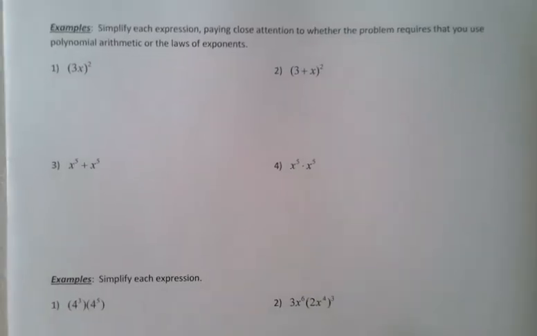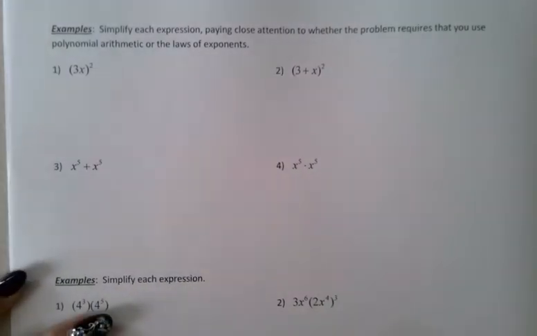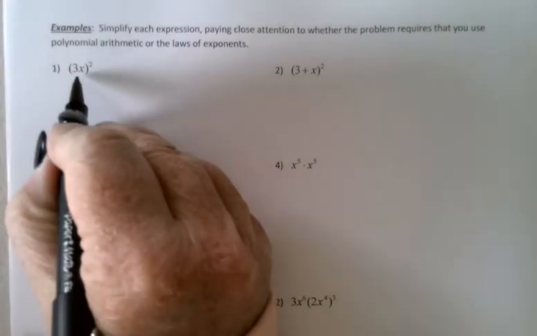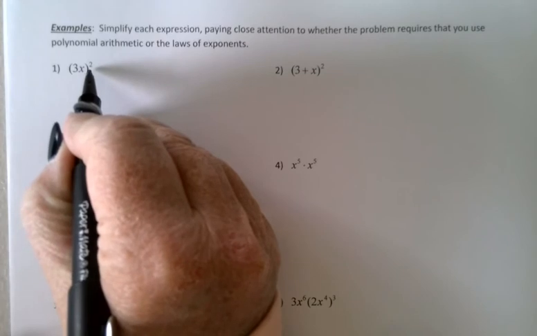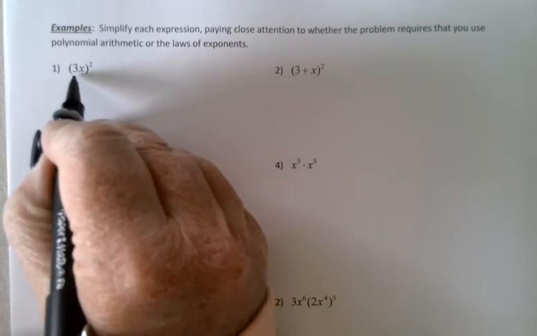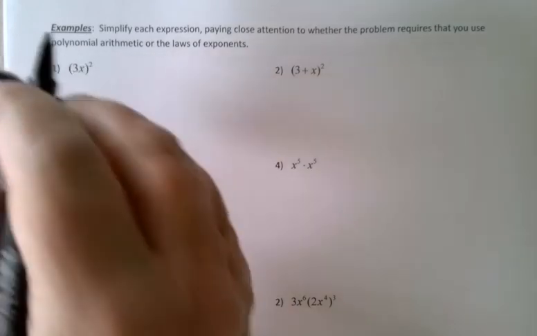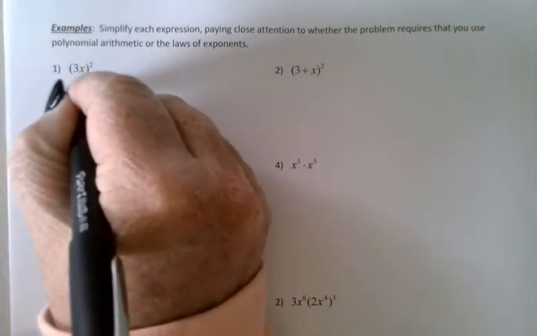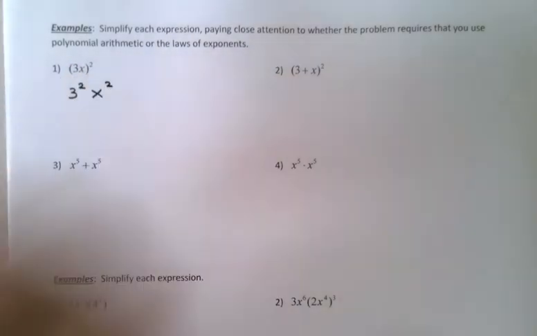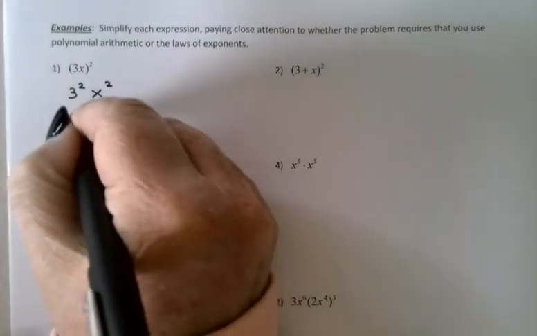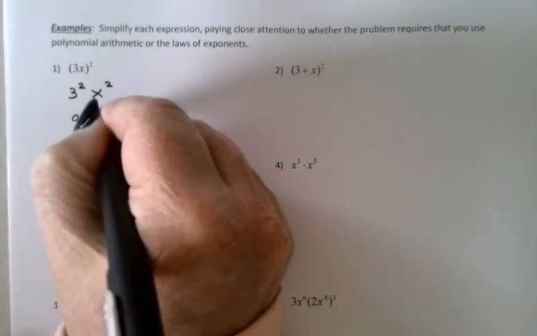We're going to simplify each expression. Again, make sure that we think about whether we're using our polynomial arithmetic or our laws of exponents. If I have 3x squared, that's a product, it's multiplication. So I can apply the second power to both factors. 3 squared times x squared, giving me 9x squared.